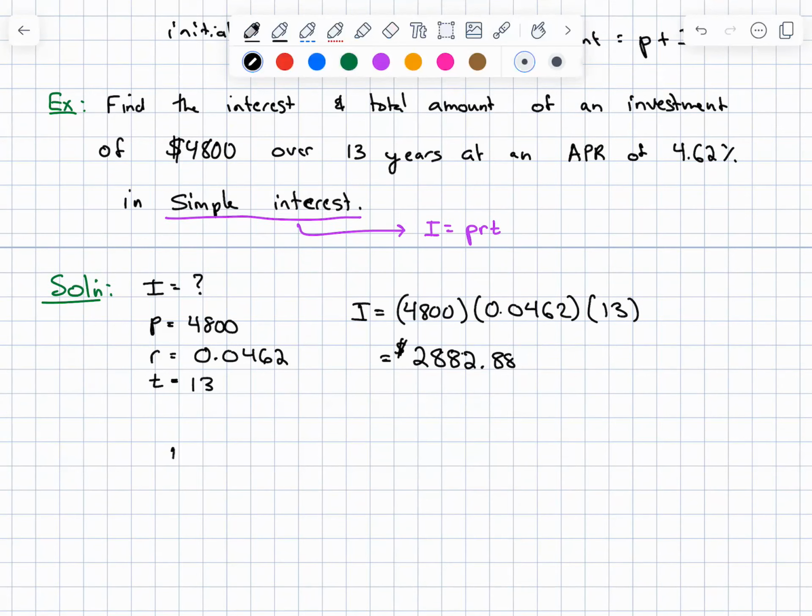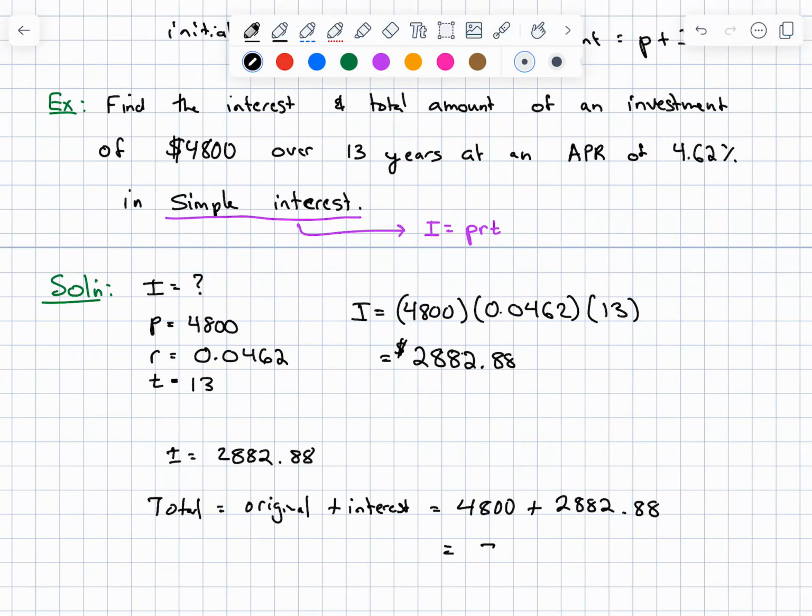I is equal to $2,882.88, but it also asks us for the total amount, which I'm going to use as A, total amount, or I guess I'll just write total amount right now. Total will equal original plus interest. So that would be 4,800 plus that interest of 2,882.88, which ends up being 7,682.88.